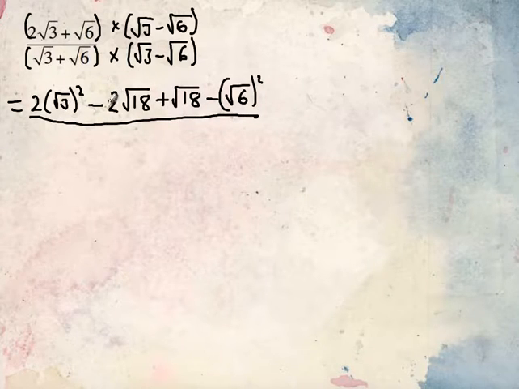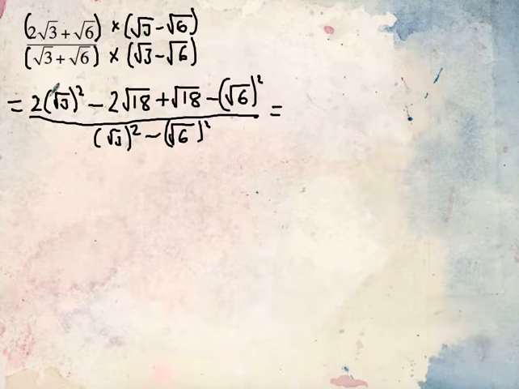All over. Using the difference of 2 squares, we're going to get root 3 times root 3, so we get root 3 squared, take away root 6 times root 6, which is root 6 squared.